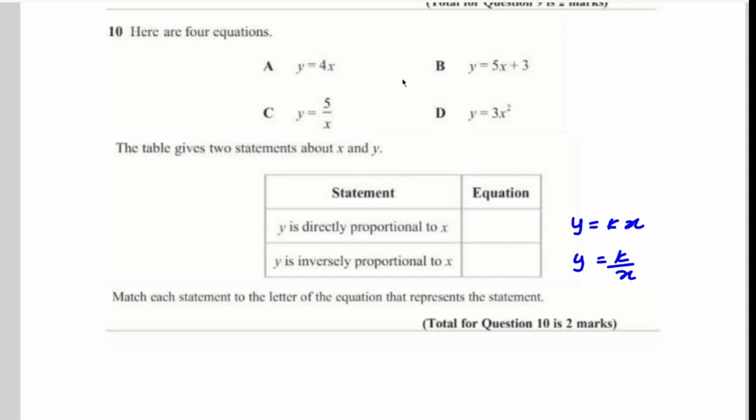First one, y equals 4x. Y equals kx, where k is a constant and can be any number. So y equals 4x, yes, this one fits. Y equals 5x plus 3 doesn't fit either statement. Y equals 5 over x fits the inverse one. Y equals 3x squared doesn't fit either. Therefore, A and C are the only 2 equations that match.